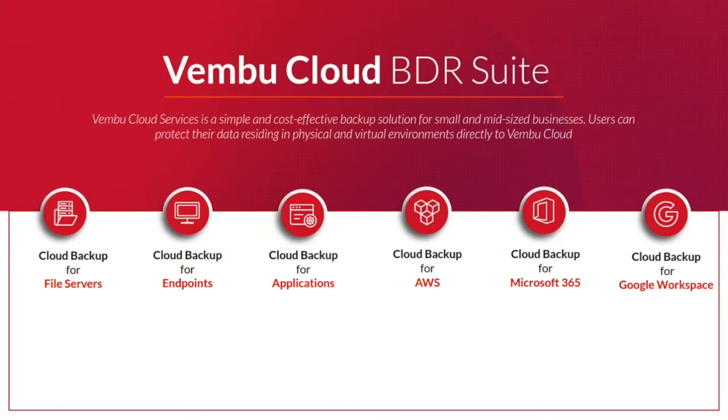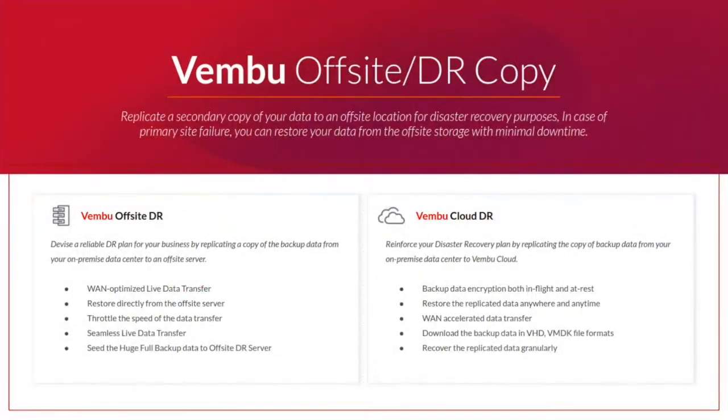These are the 2 major product lines Vembu offers. Apart from the on-premise backup, Vembu also offers a secondary copy. We have 2 options to store the secondary copy. The first one is Vembu Offsite DR. Vembu Offsite DR is for users who have an offsite location. For example, if I have a secondary site with my own infrastructure and want to use it to store the secondary copy, then I can opt for Vembu Offsite DR.